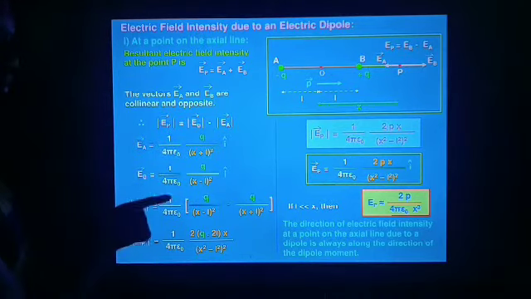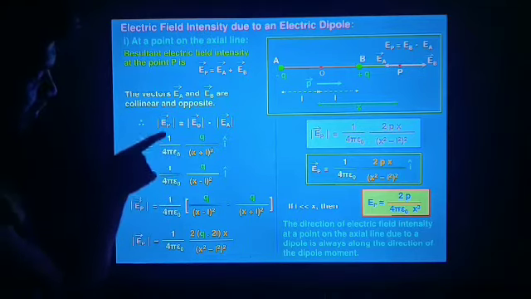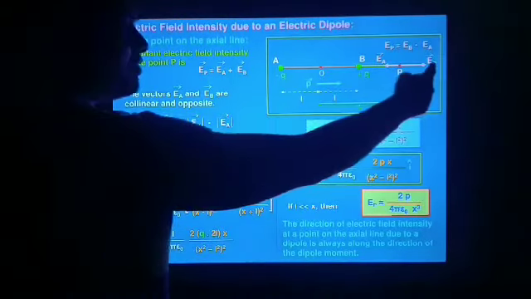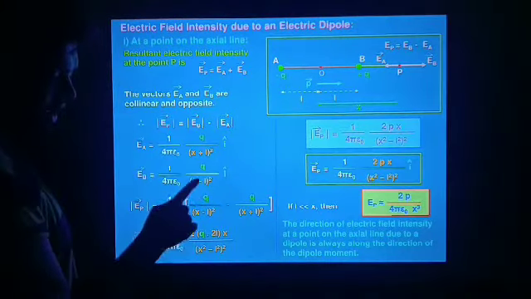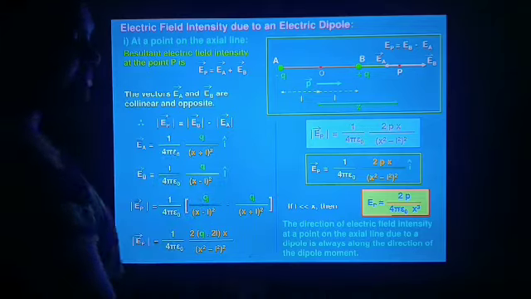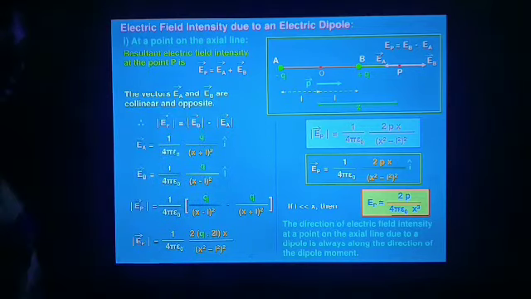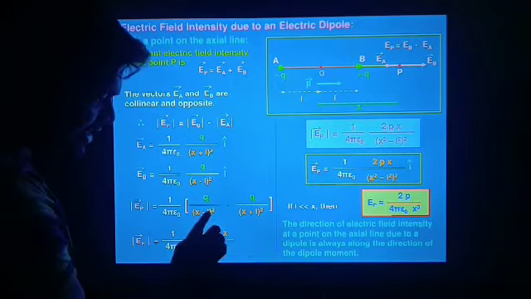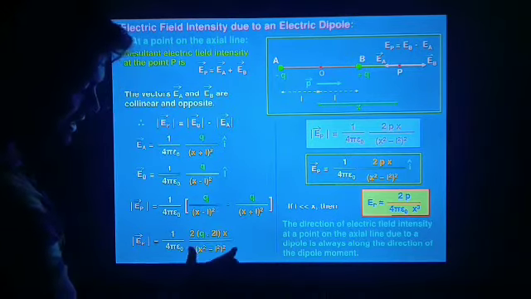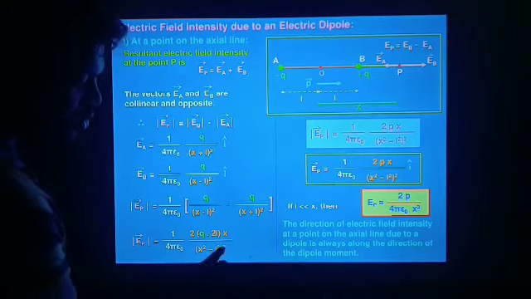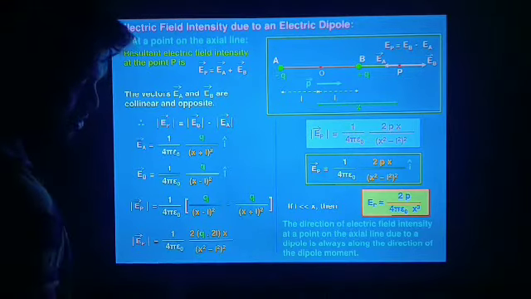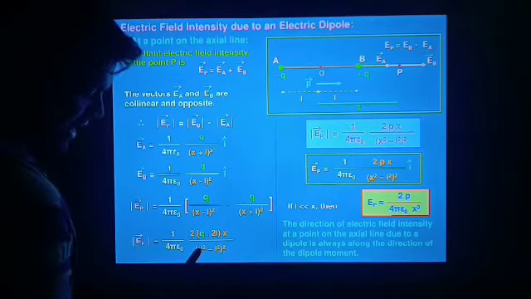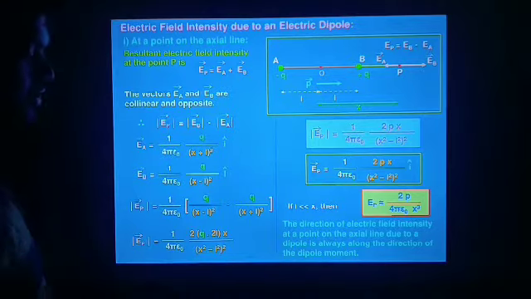Now the net electric field EP is equal to 1 upon 4 pi epsilon naught, which is common in both equations, so take it out. Because EB is bigger, we write EB first: q upon (x minus L) whole square minus q upon (x plus L) whole square. On solving, taking the LCM, the denominator becomes (x minus L) square times (x plus L) square. It is of the form (A minus B)(A plus B), so it is A square minus B square. Having the square, it becomes (x square minus L square) whole square.